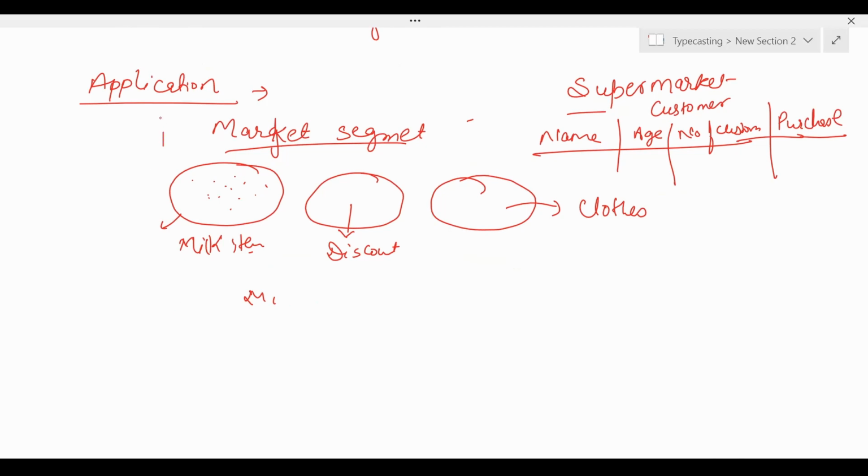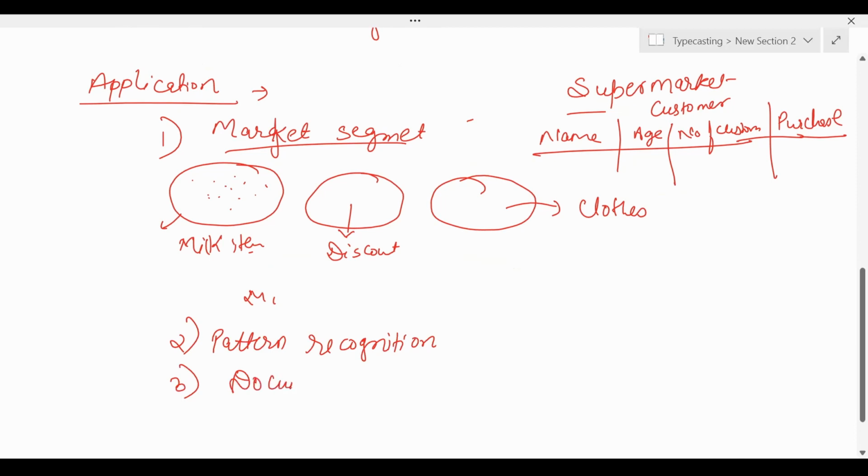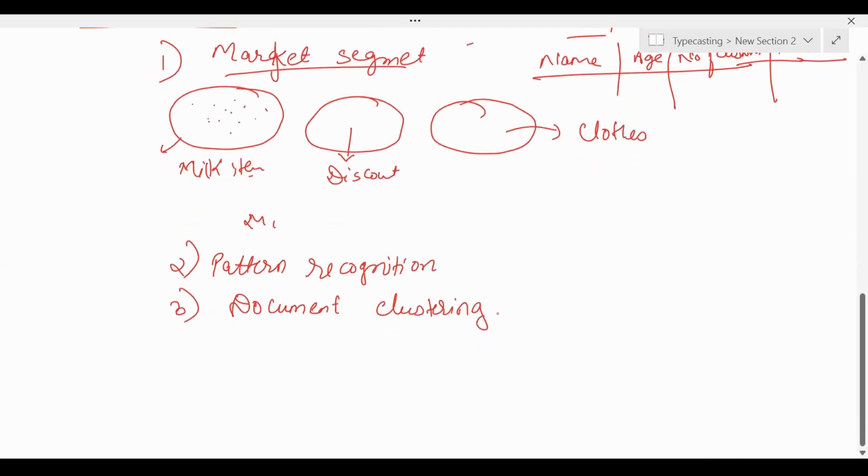The second application of K-means clustering is in pattern recognition. Similarly, it will recognize the patterns. Then the third application is in document segmentation, or document clustering, you can say. It can make clusters of the documents, that is, which document belongs to which group, whether it is related to technology, whether it is related to environment, like that.